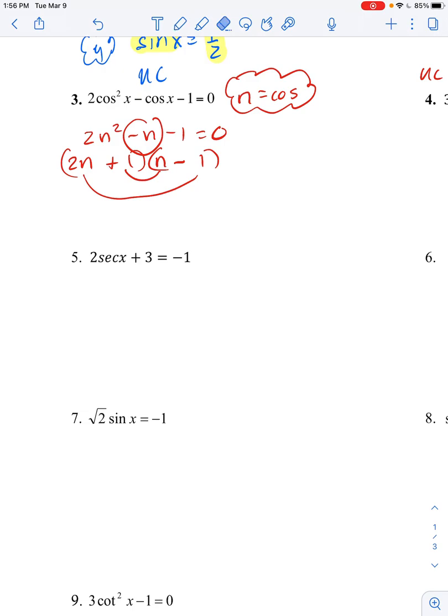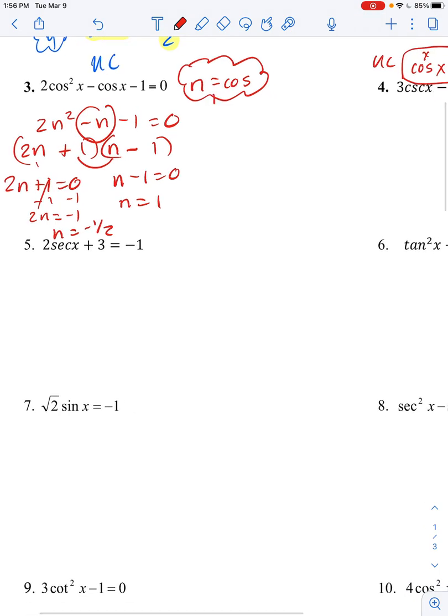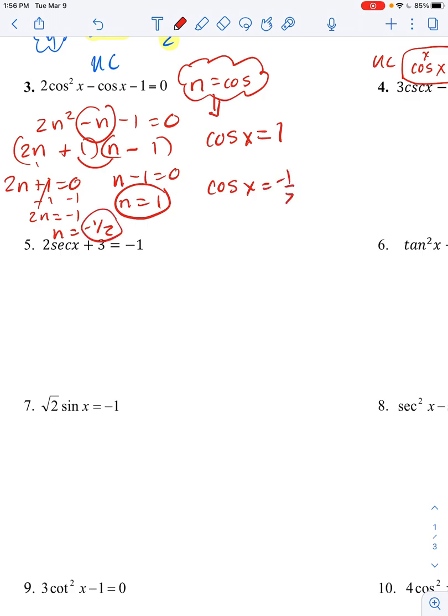So setting each of these now equal to 0, I either need 2n plus 1 to equal 0 or n minus 1 to equal 0. So n has to have a value of 1, or here, take away 1, and n has to have a value of negative 1/2. But n is cosine. So I need the cosine of x to have a value of 1, or the cosine of x to have a value of negative 1/2.